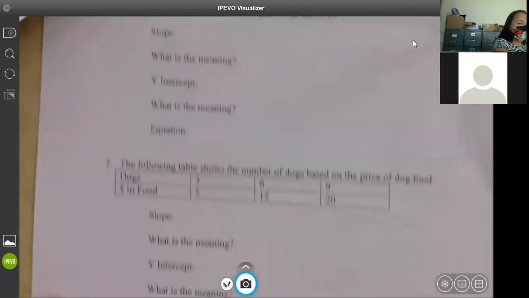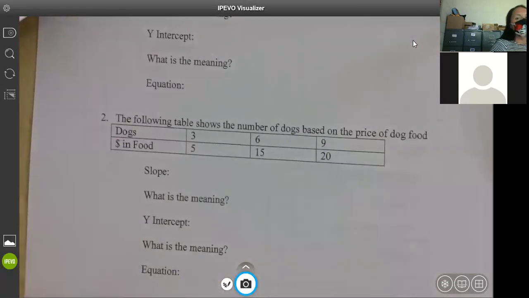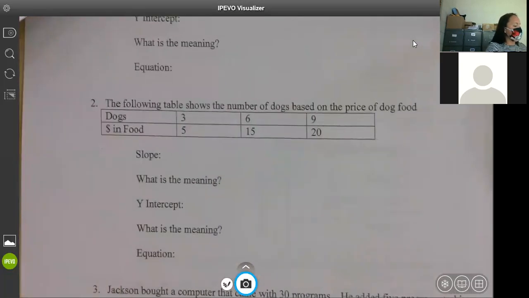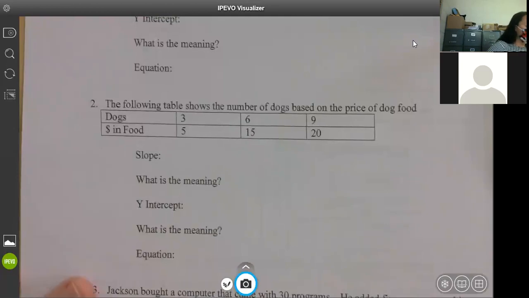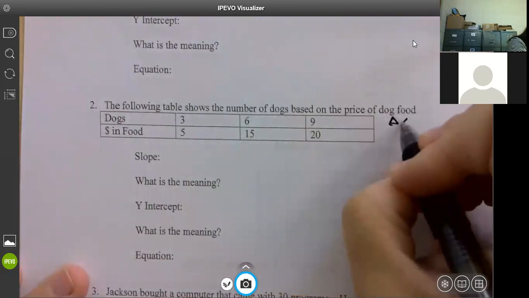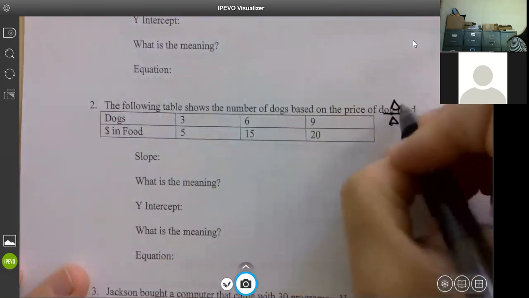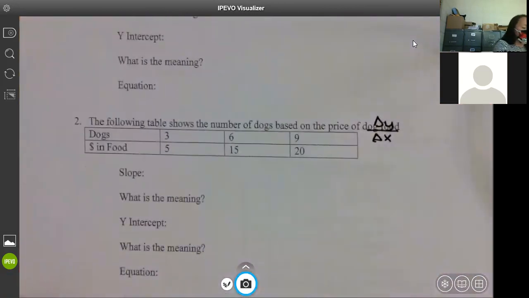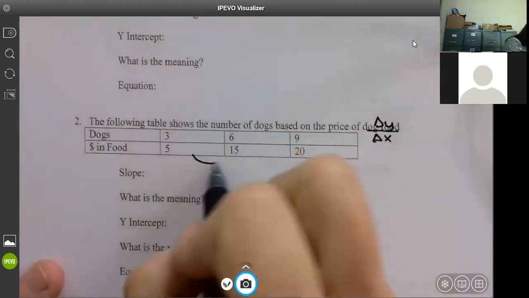So number 2 shows us a chart and it wants you to find the slope. So remember how we find the slope in a chart. Remember, it's our change in x. I'm sorry, our change in y over the change in x. So how is our y changing?